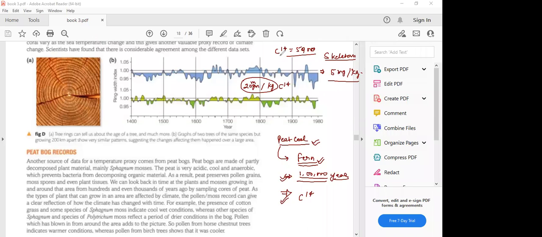So look, the half-life of C14 is 5900 years. Clear? When this person was alive, what should the amount be? 20 milligram per kg. Now in the next 5900 years after his death, what will happen? It will become 10. Clear? Again after the next 5900 years, it will become how much? 5.